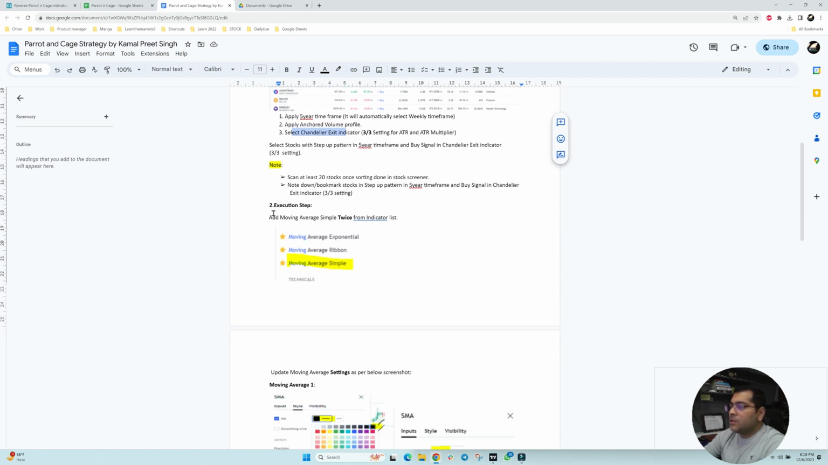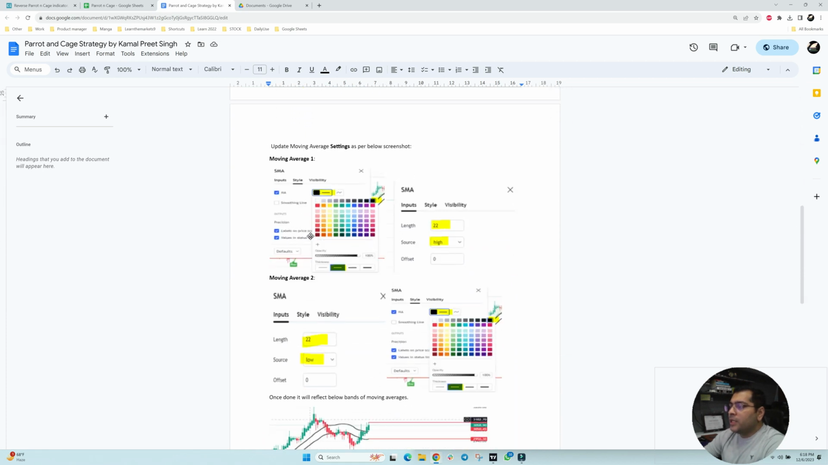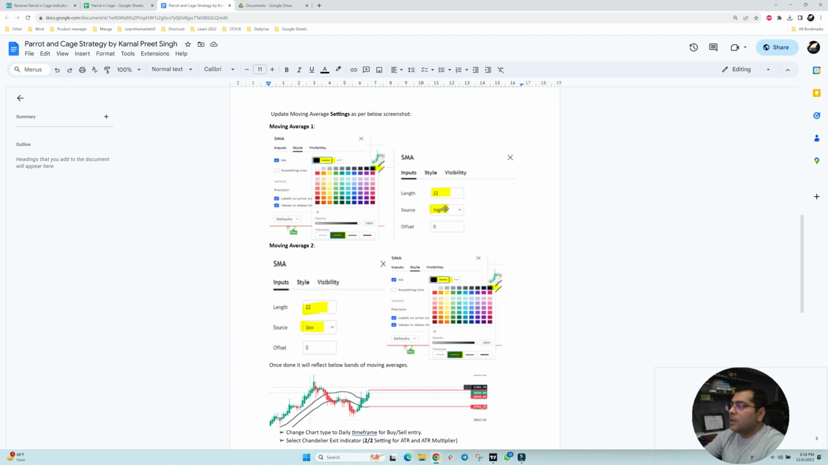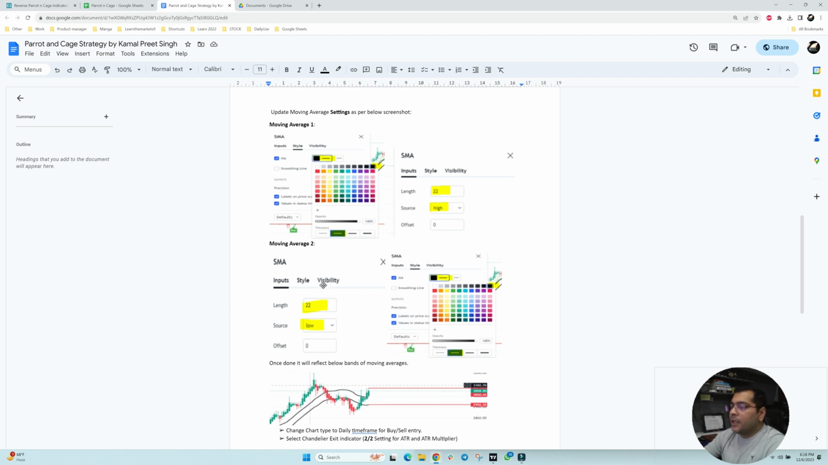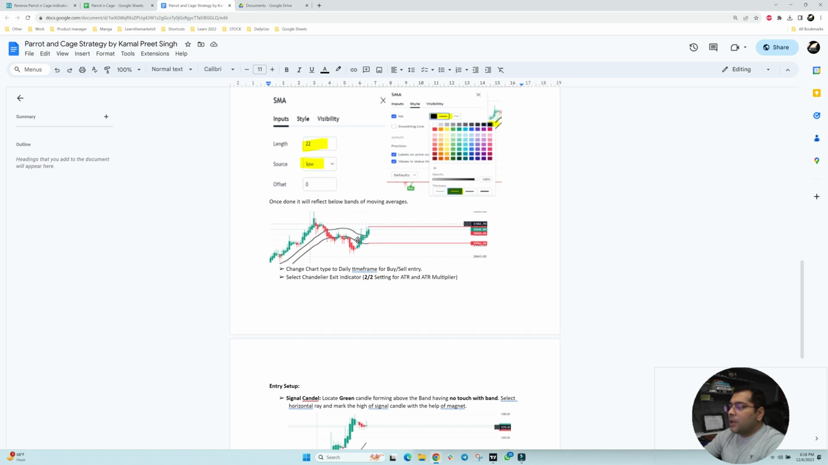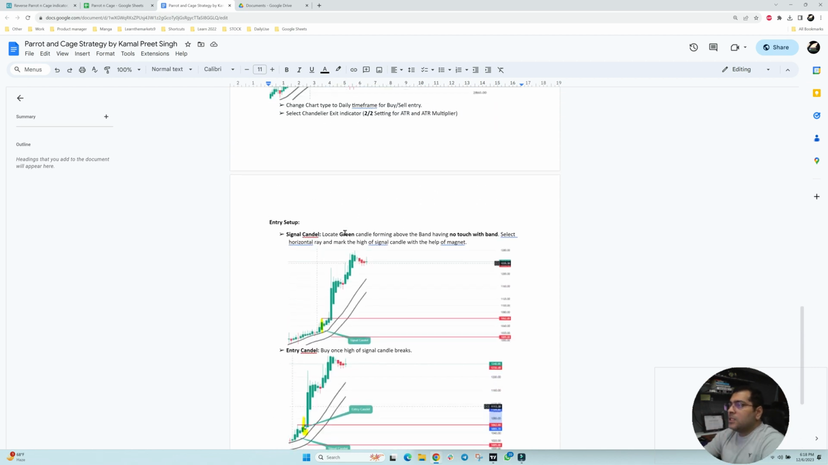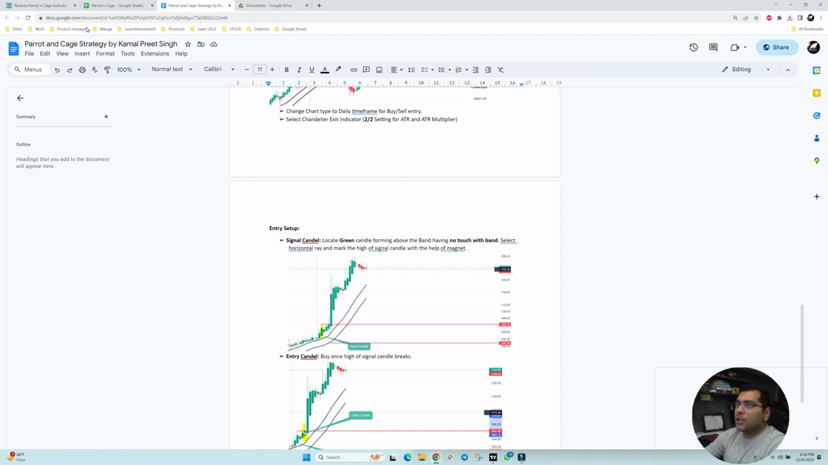then we move to the execution step where we have this moving average ribbon, and this moving average ribbon has two parameters. One is simple moving average of length 22, the source is high of the candles, and another one is length 22 and source is the low of the candle. So I have used this strategy to identify few stocks through TradingView.